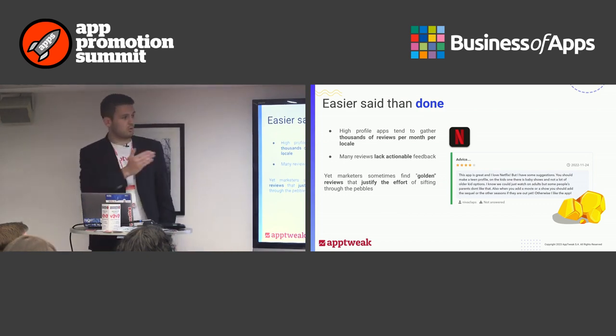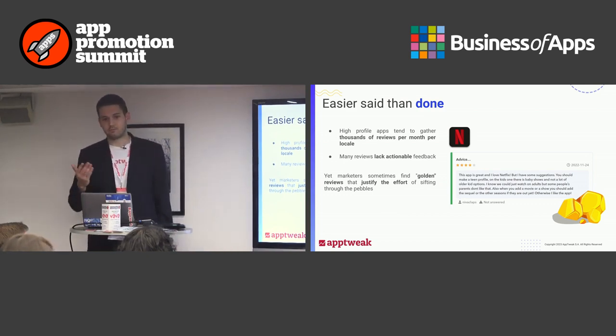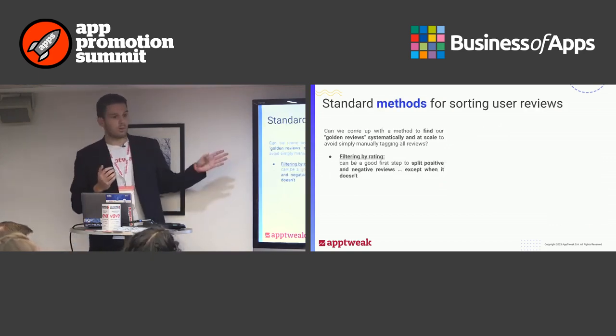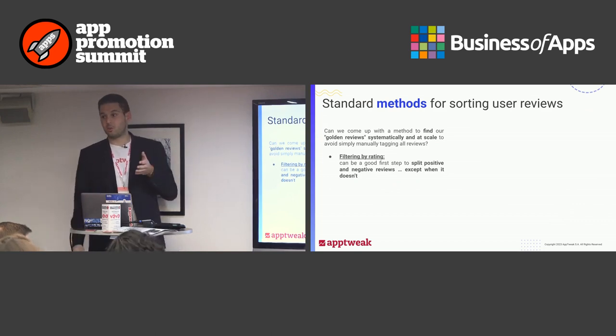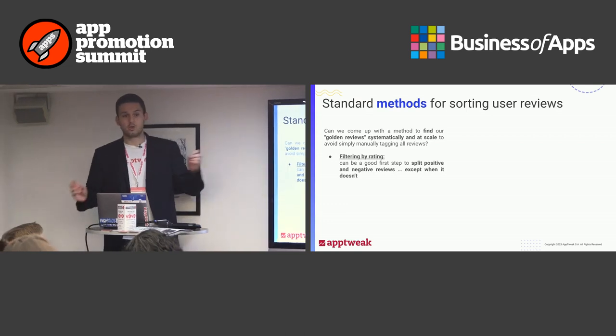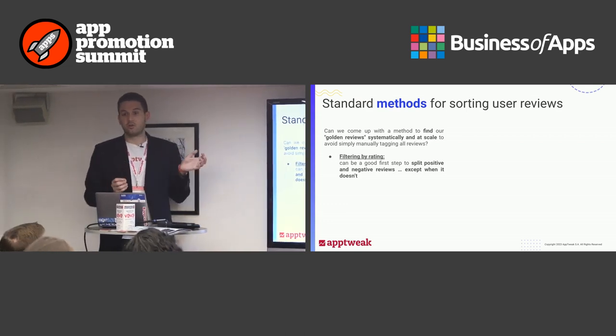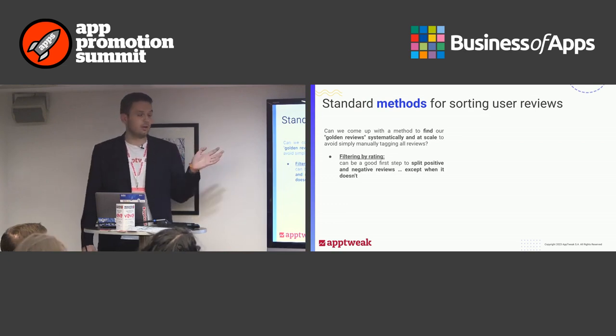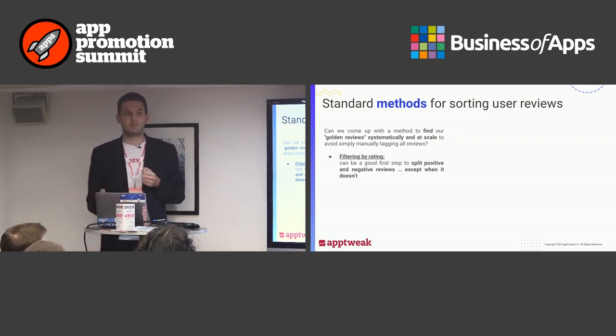So now, how do we find this type of review, and is there a way to automate this? Because we don't want to be sifting manually through all of our reviews. Well, what we've been doing so far at AppTweak, and I think what most of the industry has been doing, is first of all to filter by rating. You are going to look at the 1- and 2-star reviews to see what the users are complaining about, and you're going to look at 4- and 5-star reviews to see what positive things they have in mind.